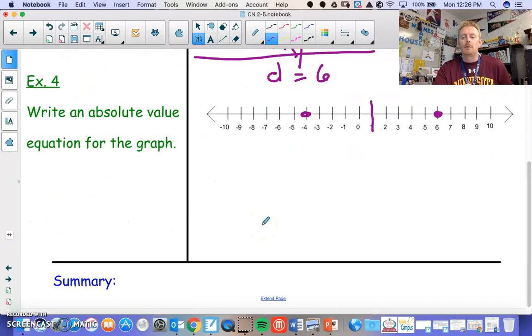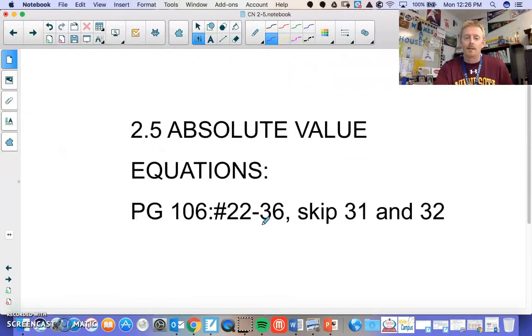We will show you more information, have some practice problems tomorrow when you show up to class. And this is what the assignment that you'll be doing is.